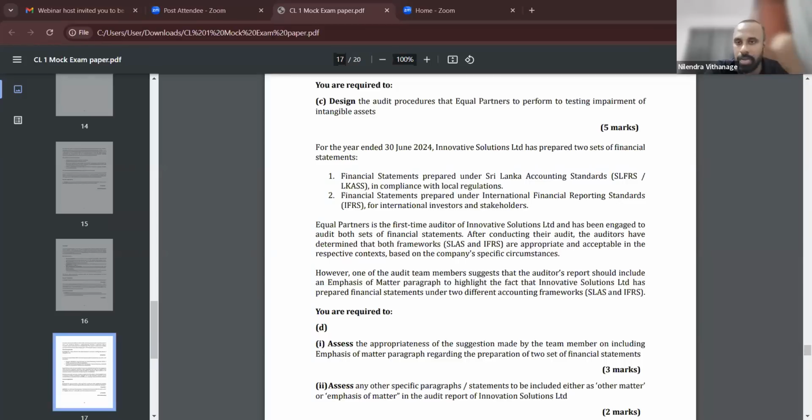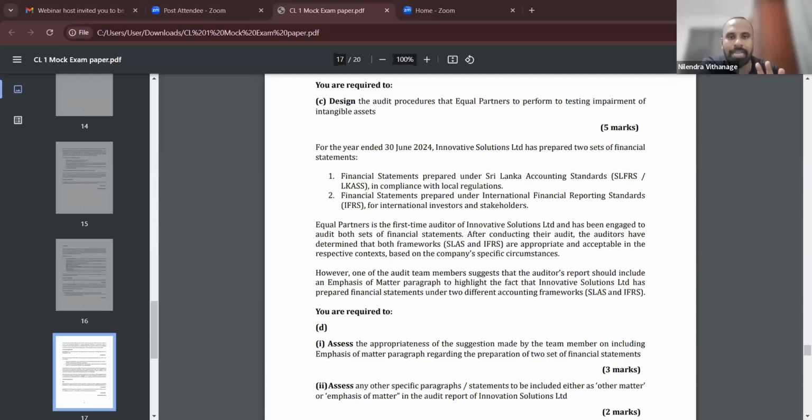Financial statements prepared under Sri Lanka Accounting Standards, SLFRS, comply with the local regulations. Financial statements prepared under International Financial Reporting Standards, IFRS, are for investors and stakeholders. Two sets of financial statements. One is general purpose, right? Equal Partners is the first time auditor of Innovative Solutions Limited and has been engaged in the audit for both sets of financial statements. After conducting their audit, the auditors have determined that both frameworks, SLFRS and IFRS, are appropriate and acceptable in the respective context.